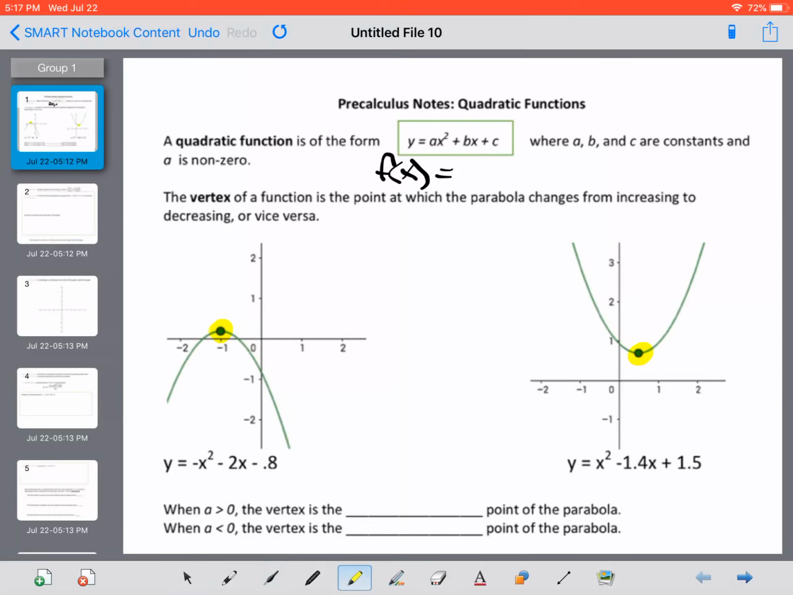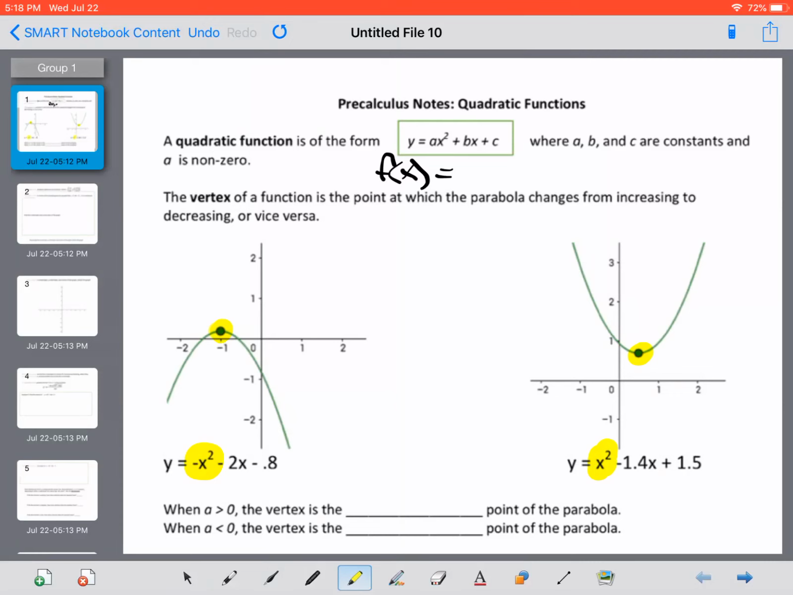Alright, now notice that some of these are U-shaped and some of them are more N-shaped, they're upside down. Notice that this has to do with the leading coefficient. In other words, the coefficient on the x squared term. In the first example, we start with a negative x squared, and we have an N-shaped graph. And in the second graph, we have a positive x squared, and it's a U-shaped graph. So this is really going to tell you exactly the shape of your graph.